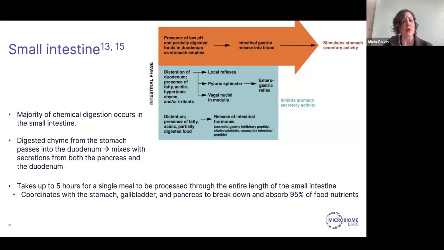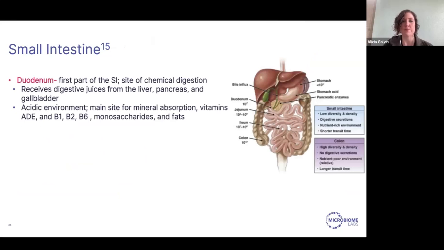And it can take about 5 hours for a single meal to be processed through the entirety of the small intestine. It's really coordinating with our other ancillary organs, the gallbladder, the stomach, and the pancreas, to absorb about 95% of our nutrition. So the duodenum is that first part. It's a little bit more acidic than the lower parts of the intestine because that's where the stomach is dumping its digestive juices.